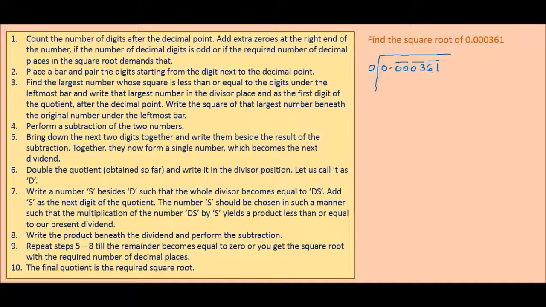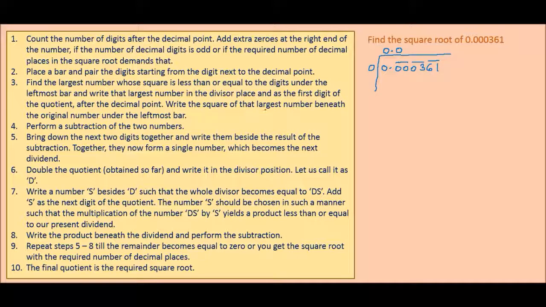And since all the digits are after the decimal point, therefore in the quotient we will be putting 0 point. This is the largest number which when squared will be giving us a product which will be equal to 0. Write the largest number in the divisor place. We have written that. And as the first digit of the quotient, we write 0 over here as well. We are writing the quotient at the top after the decimal point. So we have put the decimal point. And then we have written the 0 after the decimal point.